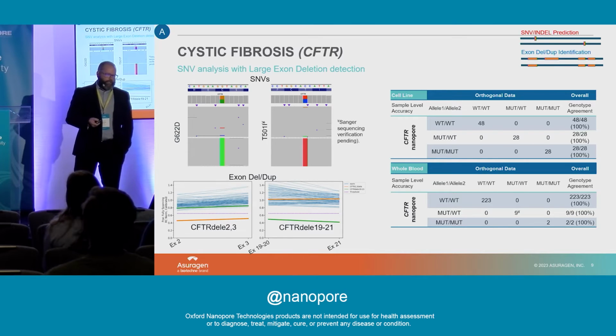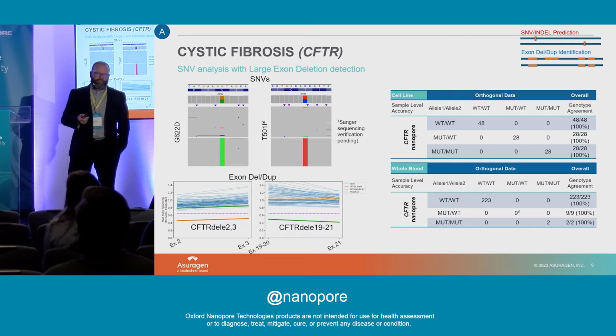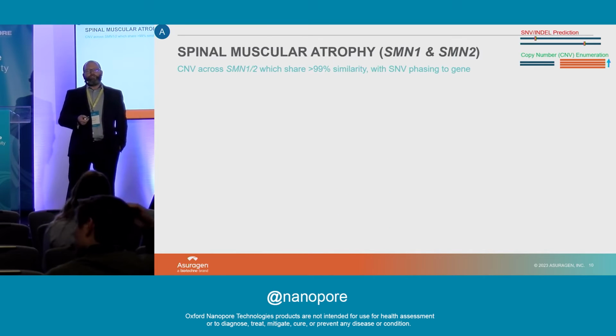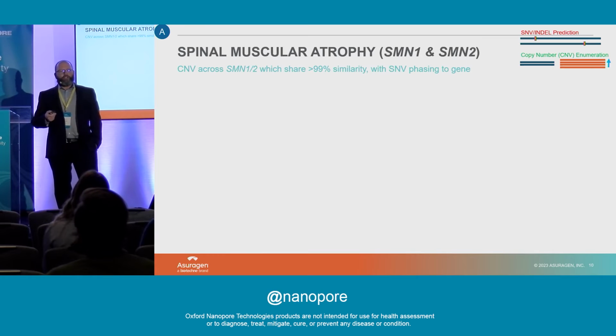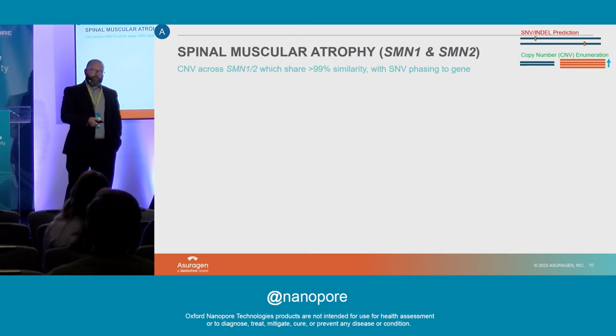And we looked at that: 100% agreement across 65 different unique variants, and it's pretty good performance. So moving up to something a little more complicated, we are also able to elucidate copy number evaluation, and SNV indels phased to the copy that's present.